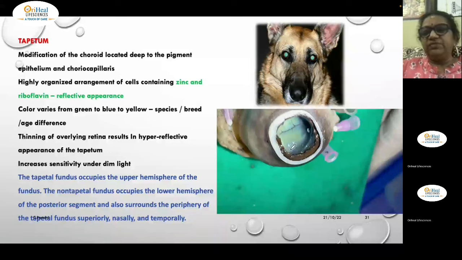The fundus is a structure which you will not study in anatomy. It is an image you find in the ophthalmoscope.